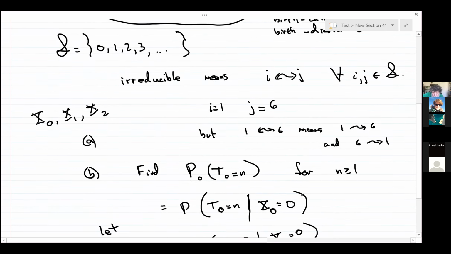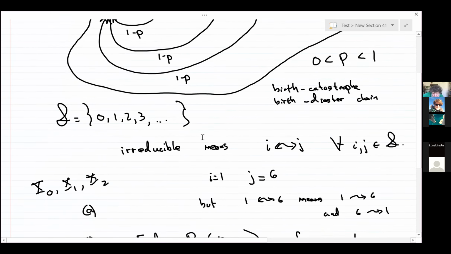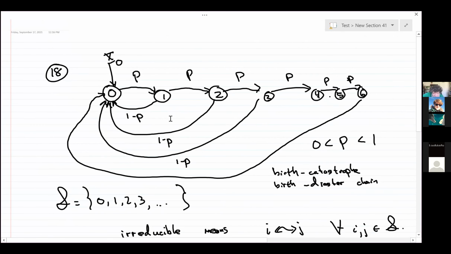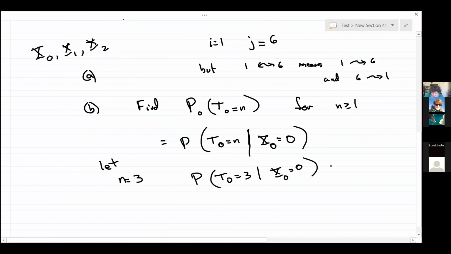But that's pretty clear. So if you're here and you want to first get back in 3 steps, you have to go up again, and then down, right? You can't go up and then down because then you're already back in 2 steps. Remember, the hitting time is the first time you get back. So the first time you get back to 0 is 3 steps. The only way to do that on this diagram would be to go up once, twice, and then have a catastrophe. So I'm suggesting this one would be what? P squared times 1 minus P.